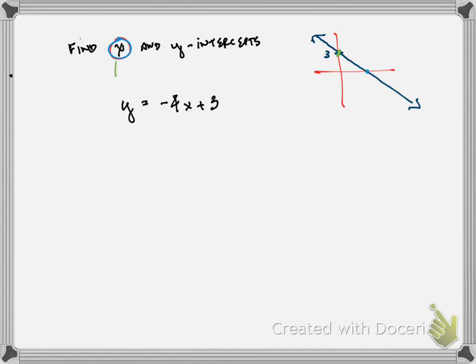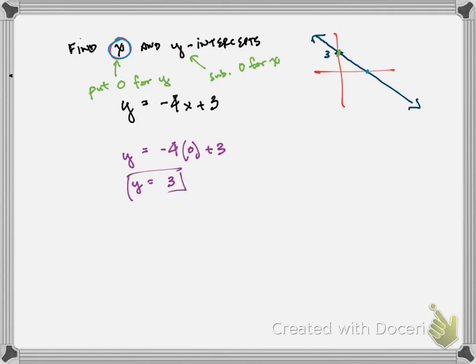To find an x-intercept, you put in 0 for y. And to find a y-intercept, you substitute, that's a better term, 0 for x. So we actually know in this case the y-intercept. It was given to us. If I put 0 in for x and I want to find the y-intercept, y is equal to negative 4 times 0 plus 3. Negative 4 times 0 is 0. I just get y is equal to 3. And that's given. That's your b value. There it is in y equals mx plus b. So my y-intercept is 3.